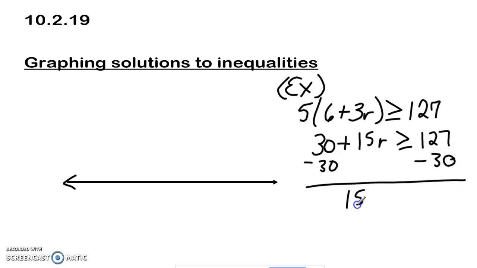So on the left, I have 15r. On the right, what's 127 minus 30? 97, I believe. And then to solve for r, I'm going to divide both sides by 15. Now I'm dividing by a positive 15, so I do not need to change the direction of the inequality. It's going to stay that direction. So when I divide by 15, somebody help me out. 97 divided, is it evenly 6.46?